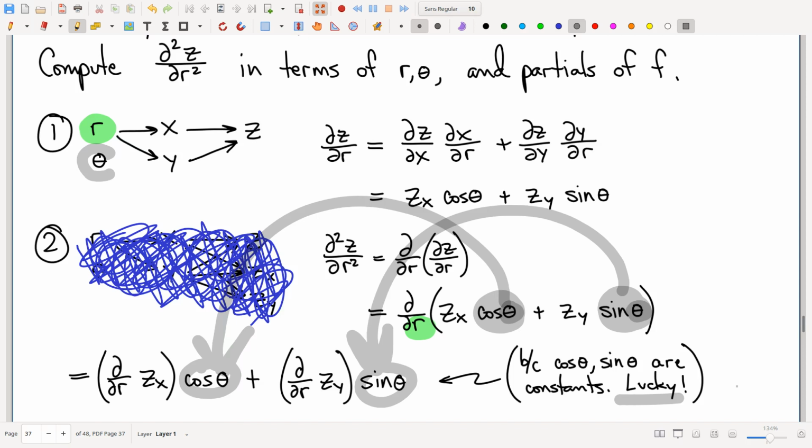And I'll point out, you won't always get that lucky. Sometimes it's a little annoying, right? But this is actually a product, and sometimes you have to write down the product rule. It just gives you more terms. Okay. All right, so proceeding along.